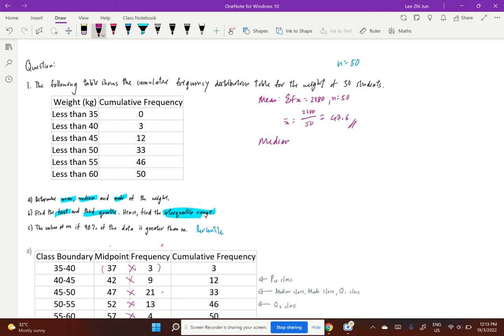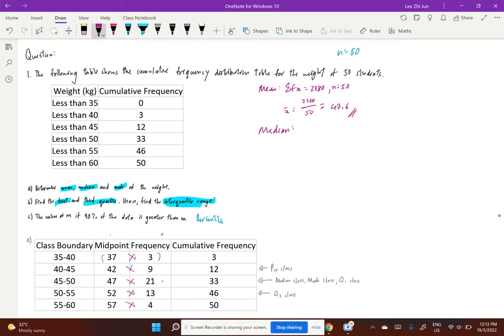Median. For this data I need the lower boundary. I need to define the median class first. So n equals 50, so I need to find the 25th observation. So it lies in this third class. So this will be the median class. So the lower boundary will be 45.